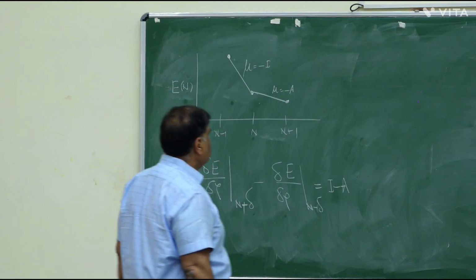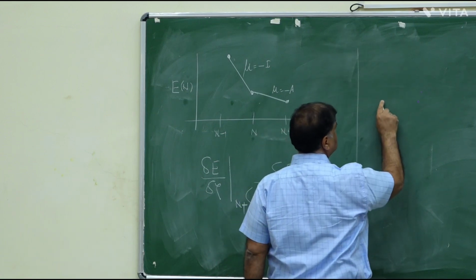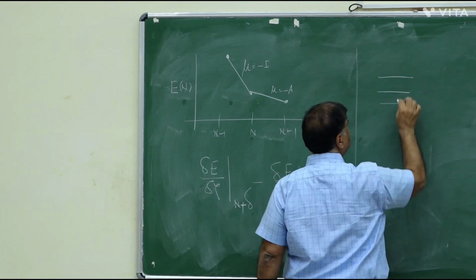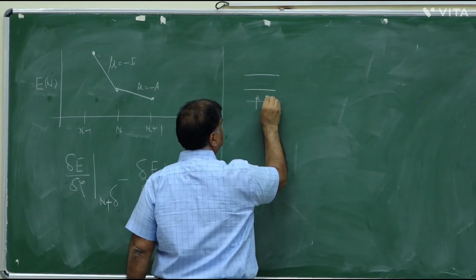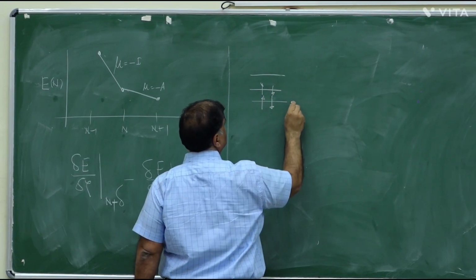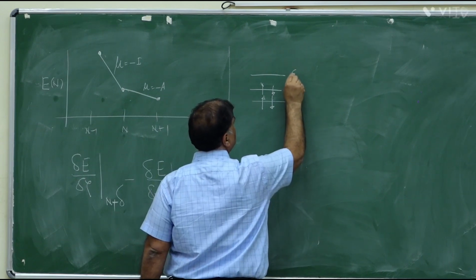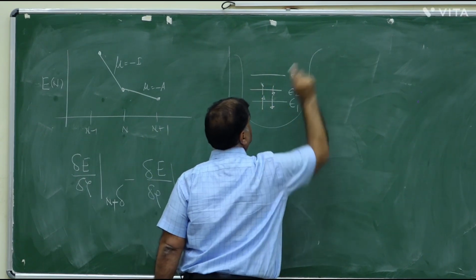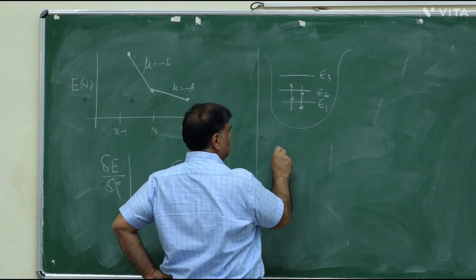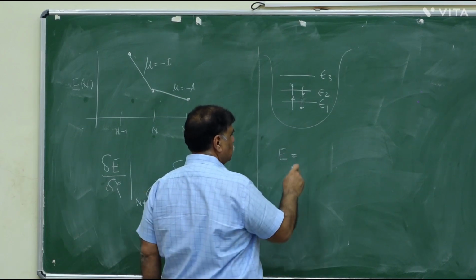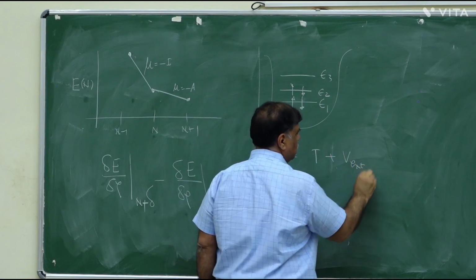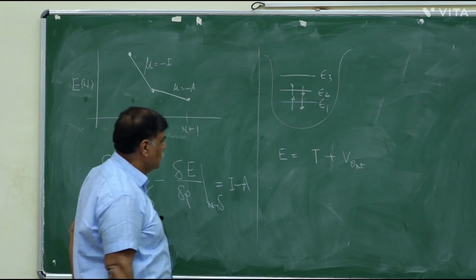Alright? Now let's look at it from the non-interacting point of view. Suppose I have a system, and I have electrons filled up to this level. So there's epsilon 1, epsilon 2, epsilon 3. Okay? Non-interacting. Then the energy is only T plus V external. There is no VEE, non-interacting system.